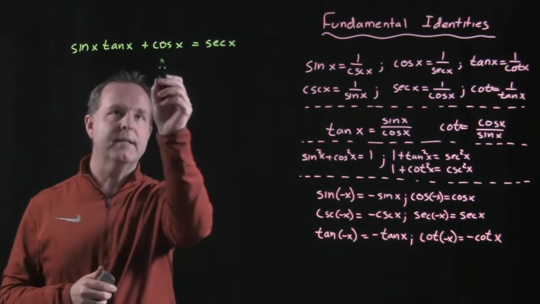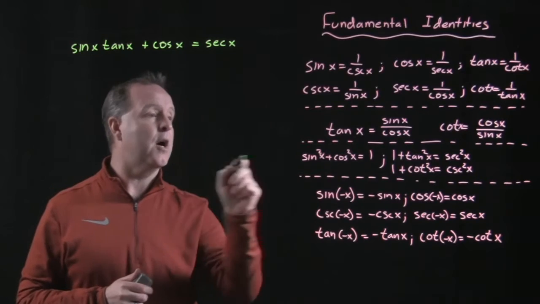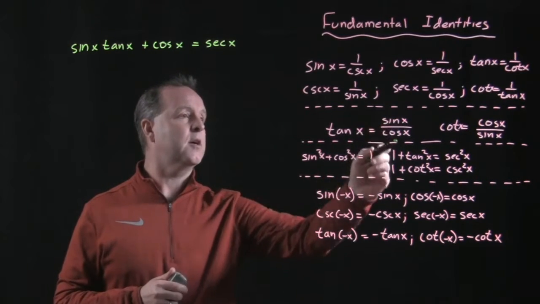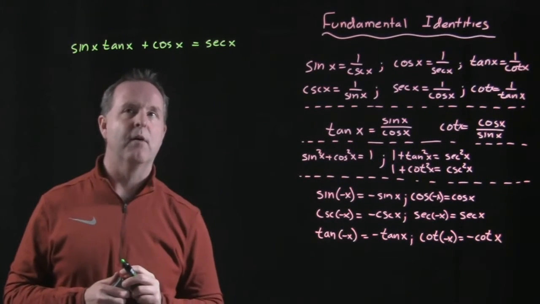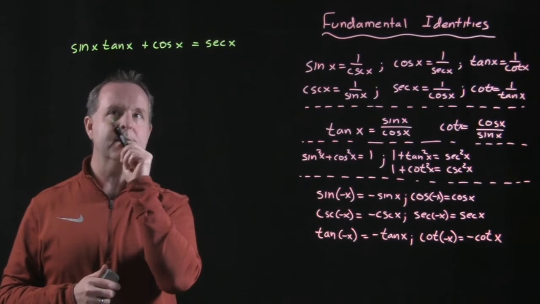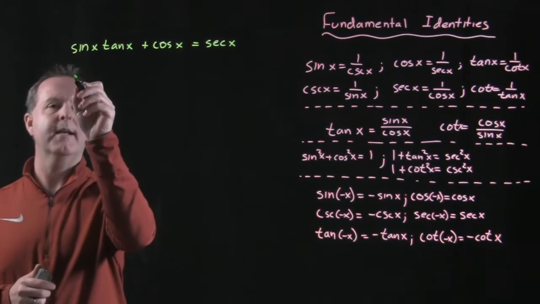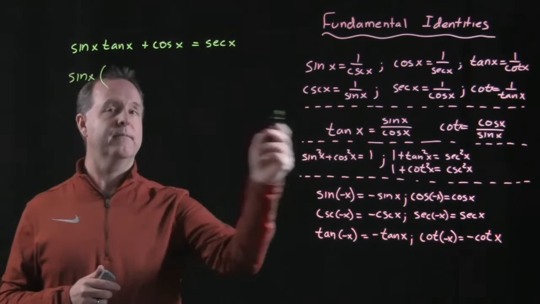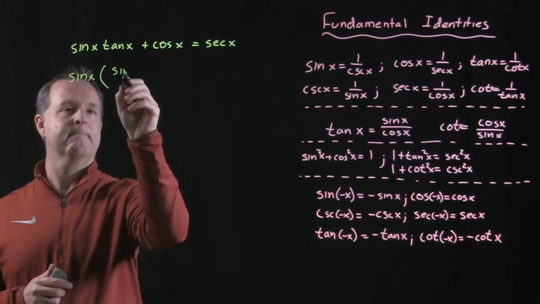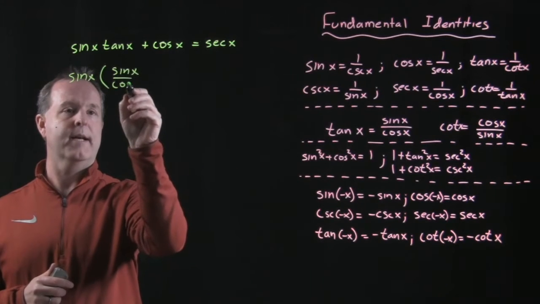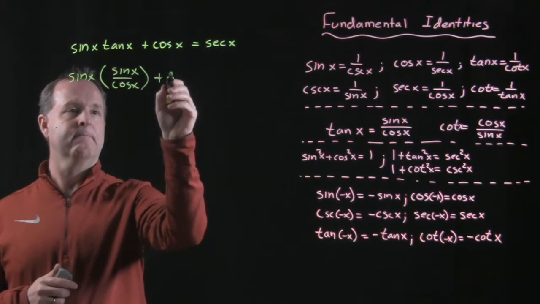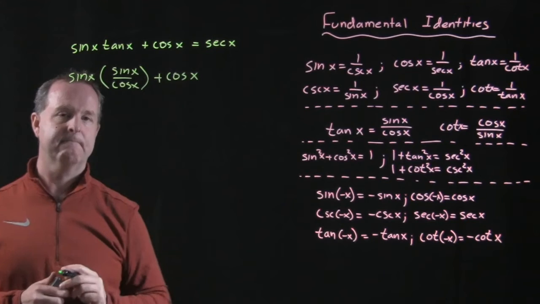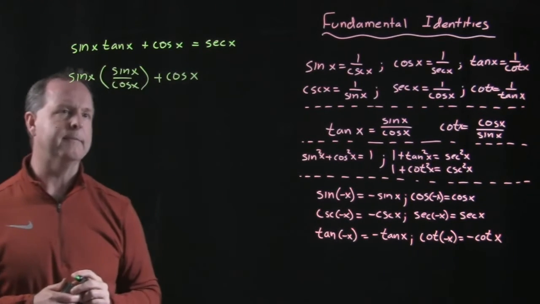All right, I see sines and cosines. Secant, I know, is over here. Secant tells me that there's a cosine involved. Tangent, let's see if I can get rid of tangent first. So let's rewrite it as sine of x. Tangent of x is sine x over cosine x, plus cosine x. And I'm just going to work with the left side.